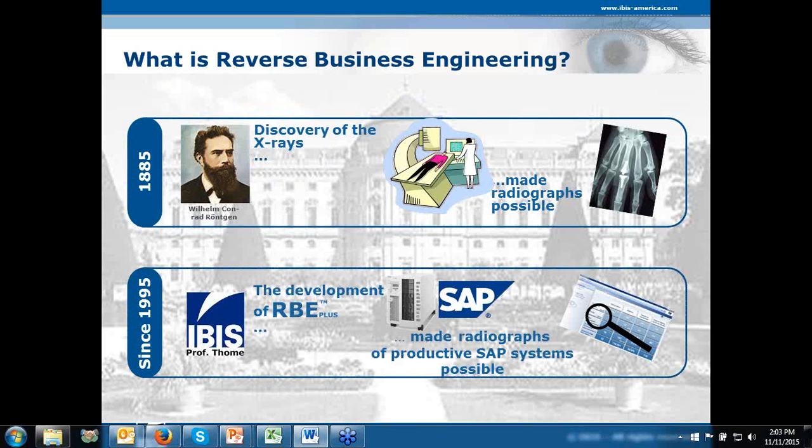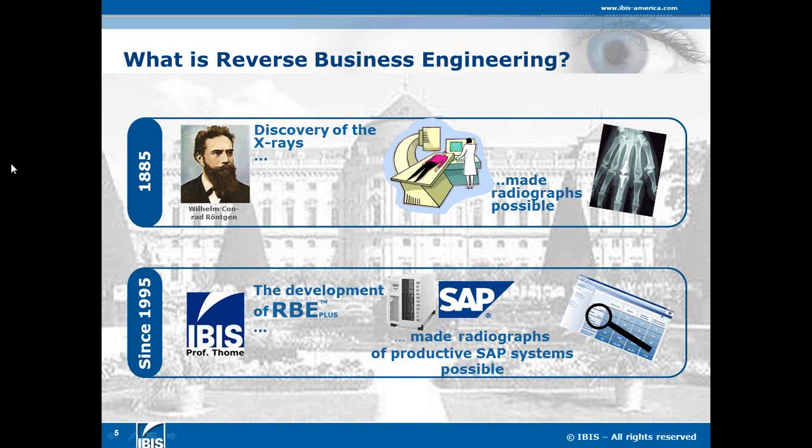What is reverse business engineering, or RBE in short? Most of you might be familiar with reverse business engineering. We're using X-rays as an analogy. X-rays were discovered in Würzburg, Germany, in 1895. 110 years later, IBIS invented RB Plus for SAP systems and started to develop the first prototype for SAP. You're basically X-raying your SAP system to find things that are broken or not correctly aligned. We document the SAP system usage and provide details to keep it running.